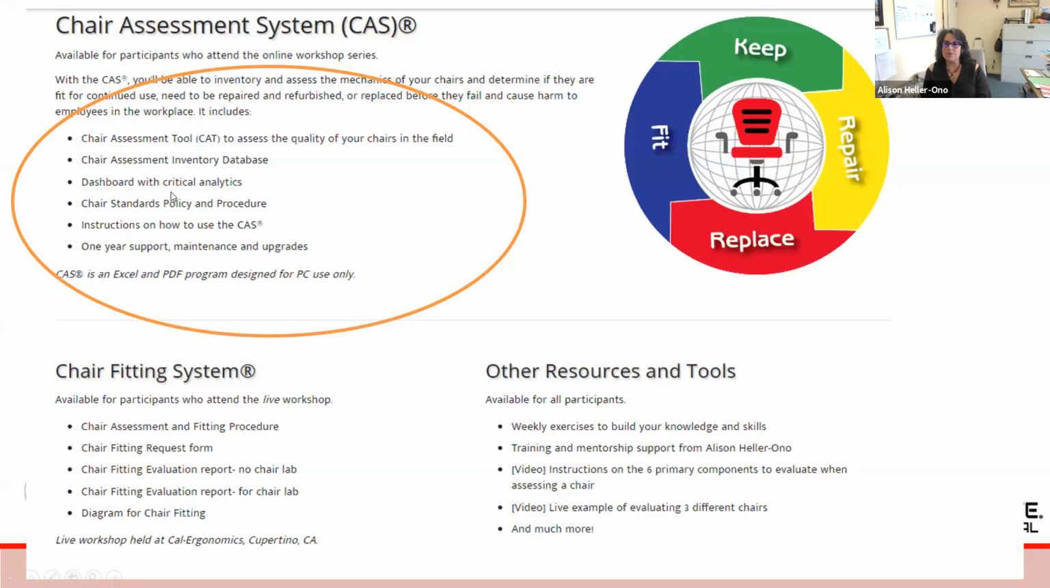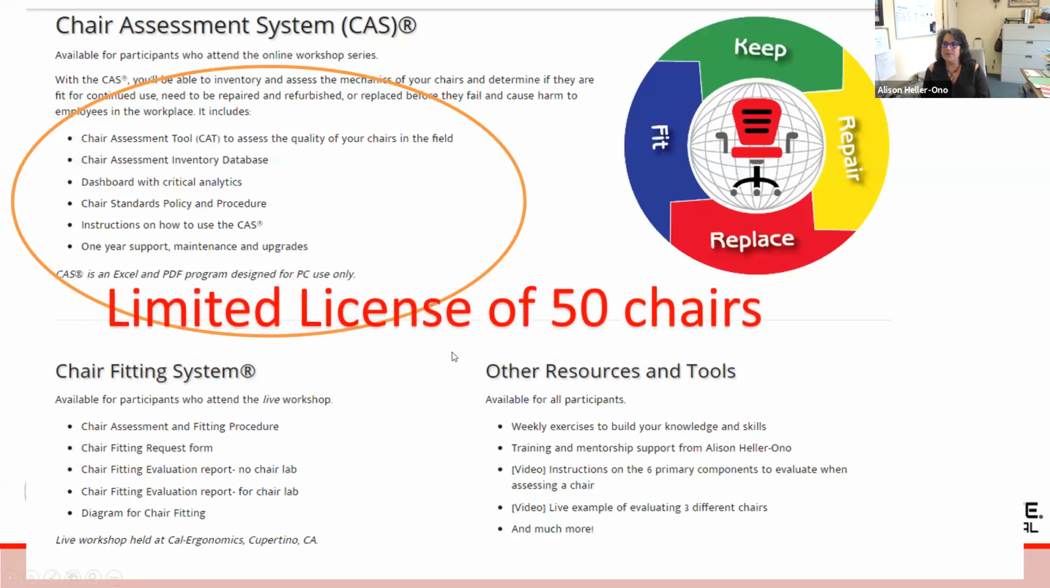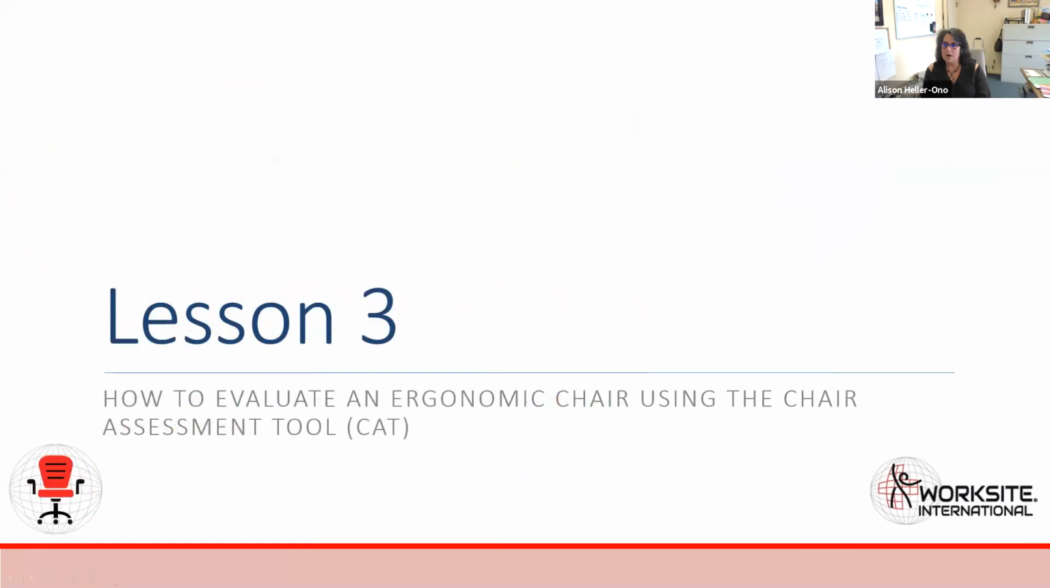The dashboard with critical analytics and your chair standards policy and procedure and your instructions on how to use it, including some maintenance and support. Actually, that's included with the license. There's no maintenance, but there is support at least for the next 90 days for the system. Okay, so your license is limited to 50 chairs when you participate in this online training. So I'm really excited for you to try this. So let's take a look and see what is included.